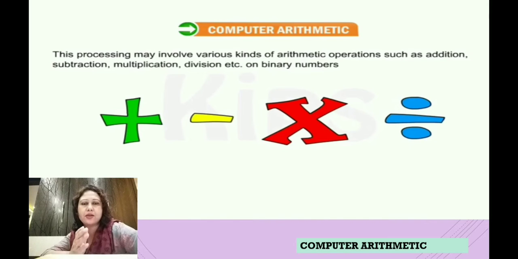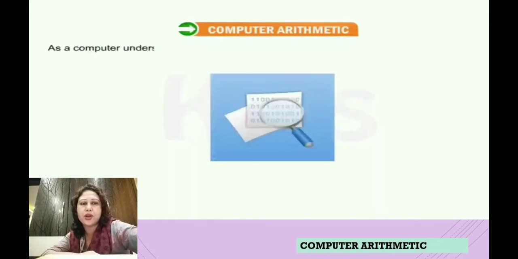So what does it mean? We know that a computer understands only binary code, that is 0 and 1. And so the input which is given by the user is converted into binary code. This needs certain processing, and this processing involves various arithmetic operations which happen inside the CPU, which include addition, subtraction, multiplication and division on the binary numbers, and finally we get the output. Okay, so this is your computer arithmetic.